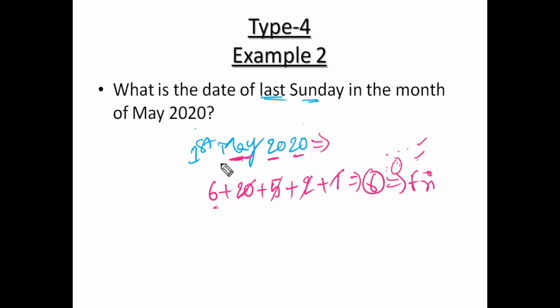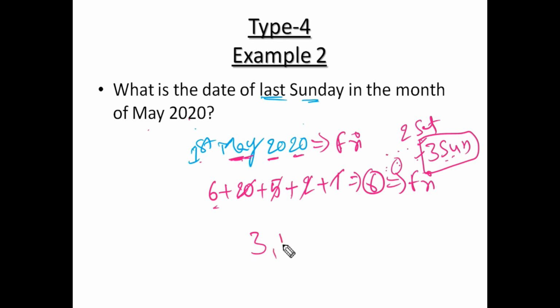So actually, 1st May 2020 is Friday. If first is Friday, second will be Saturday, third is Sunday. So the first Sunday in May 2020 is on the 3rd. Next Sunday, 10th. Next Sunday, 17th. Next Sunday, 24th. Next Sunday, 31st.